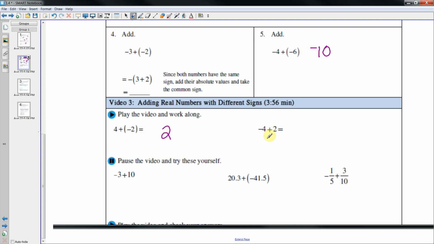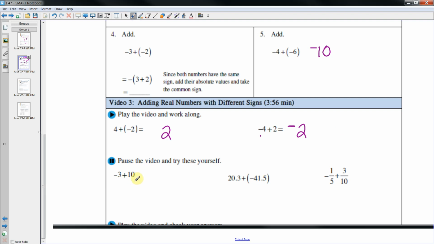Now look at the difference in the next one. Negative 4 and a positive 2. 4 minus 2 is still 2, but this time my 4 is bigger and it's negative, so it stays negative. Think about it this way. You have a negative amount of money in your checking account, negative $4. You deposit $2. That helps you, but it doesn't get you all the way out of the hole. You're still at a negative $2.